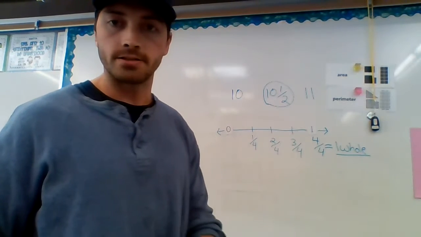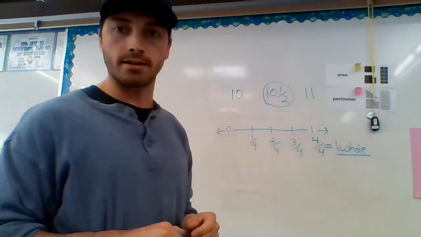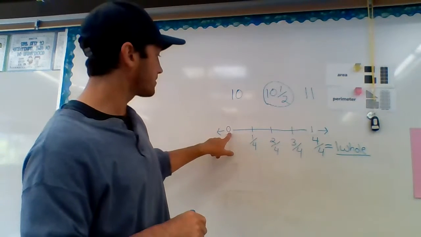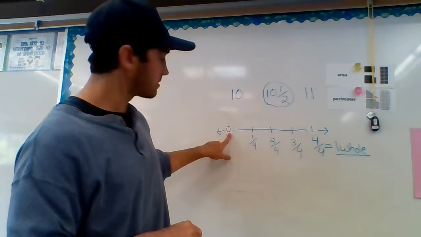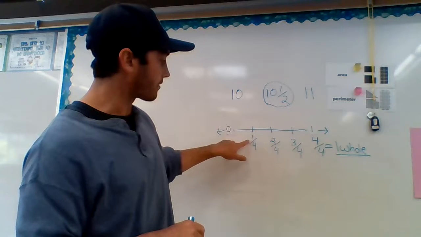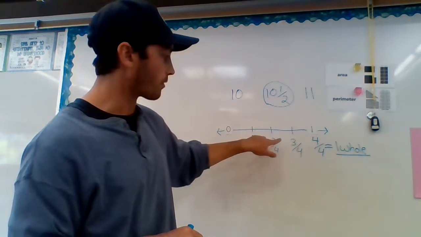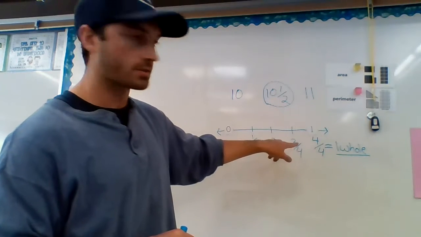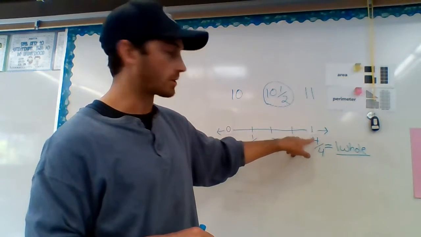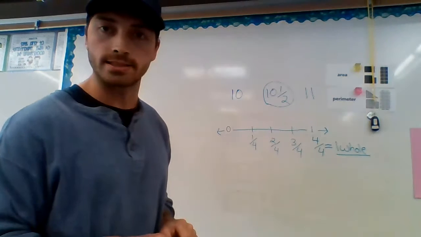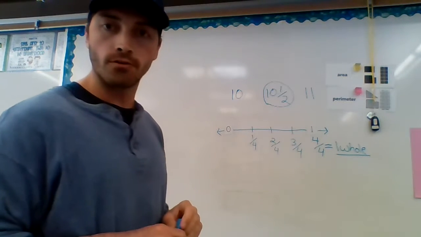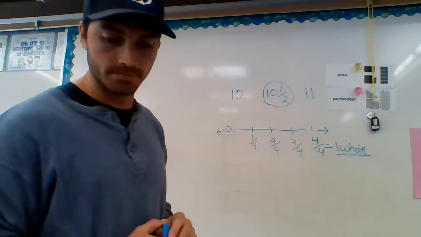So if you can, draw a number line and it'll help you just as I have. So we're going to write a 0 and then we're going to break it into fourths. So equal parts, 1/4, 2/4, 3/4, and 4/4. Or you could write 1, because that's the same thing as 1 whole. 4 out of 4 parts.